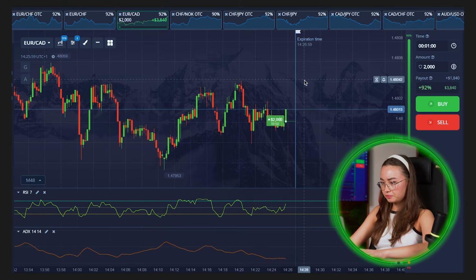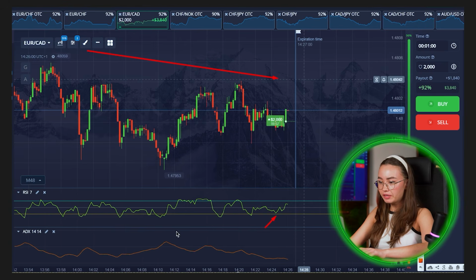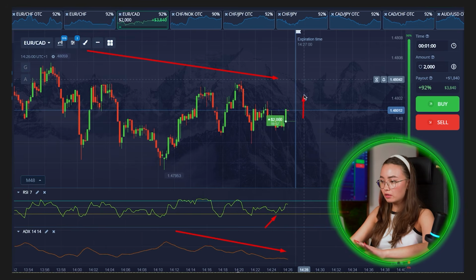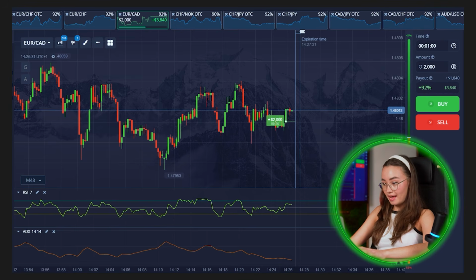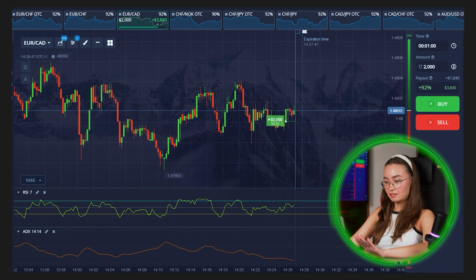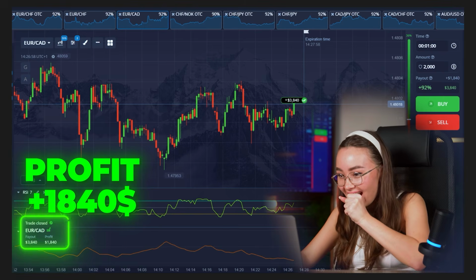Okay, going long here. We've got a slight price dip. RSI recently bounced out of the oversold zone, hitting up, and ADX is still dropping. Following the strategy, if ADX aligns with the trend and RSI contradicts, go the opposite way. And on the screen it's playing out exactly as I said. Yes, just 1 second. Yes!